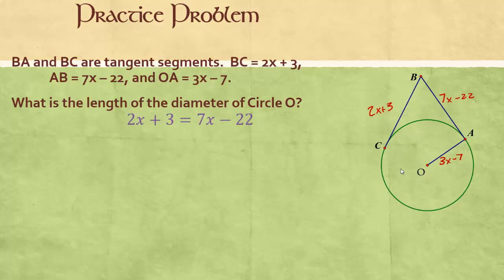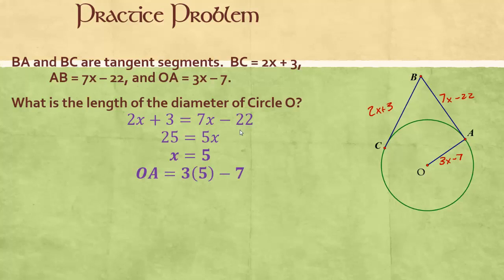Well, let's start with this. We know that these two lines are tangent segments because we're told that. So we can set them equal to each other. So we can say 2x plus 3 equals 7x minus 22. Combine your like terms, and you get 25 equals 5x. And we'll leave you with x equals 5 once you divide the 5 off. However, all that does is tell you what x is. It doesn't tell you anything else.